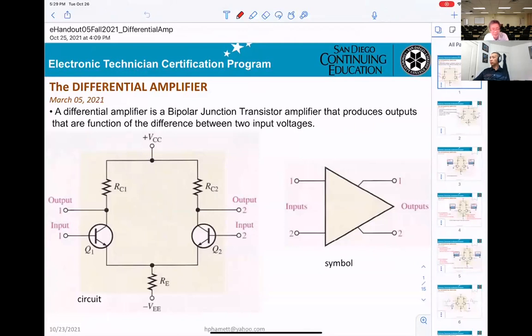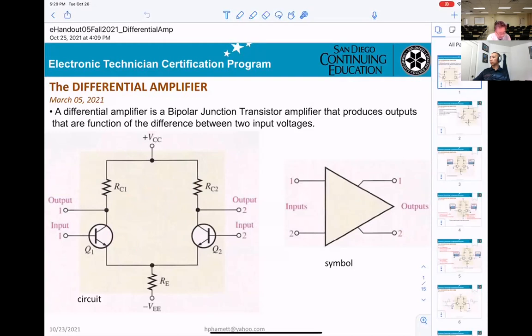Okay, now we start with the differential amplifier. You understand the differential amplifier? They get two inputs. This is just a symbol: one input, another input, and two outputs. Okay? And this is the circuitry inside.